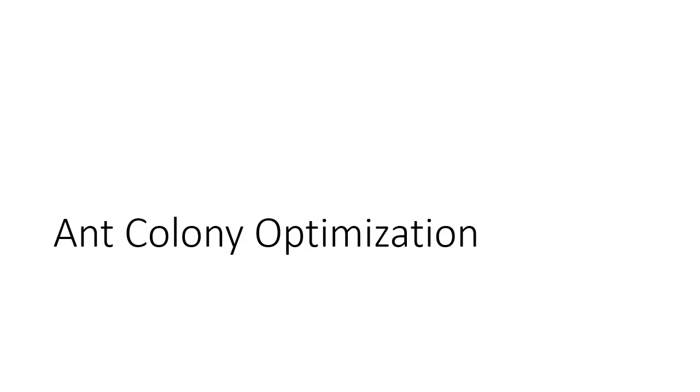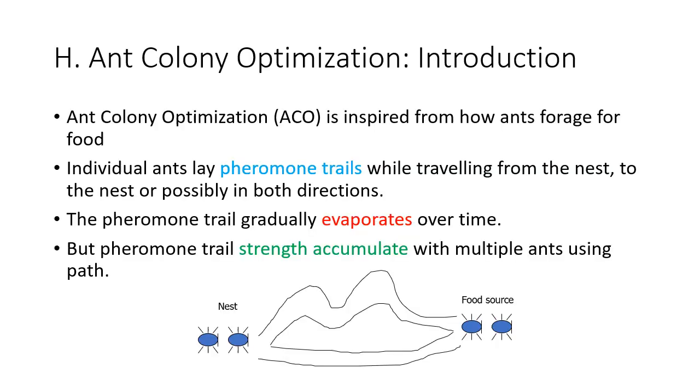The next algorithm in swarm intelligence is ant colony optimization, or ACO. This video will describe this algorithm, so let's start. Ant colony optimization is inspired from how ants forage or search for food.